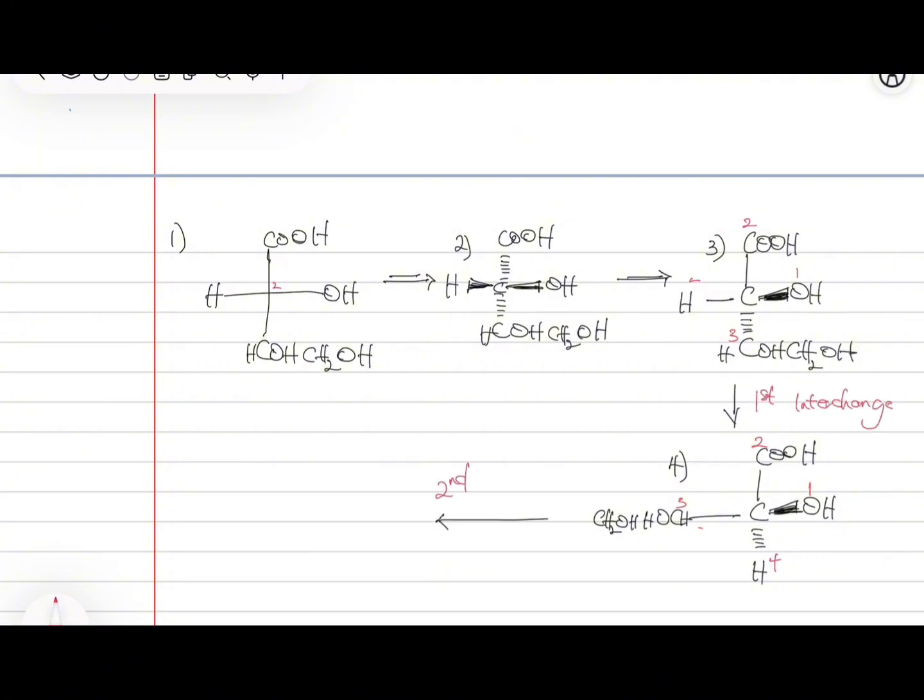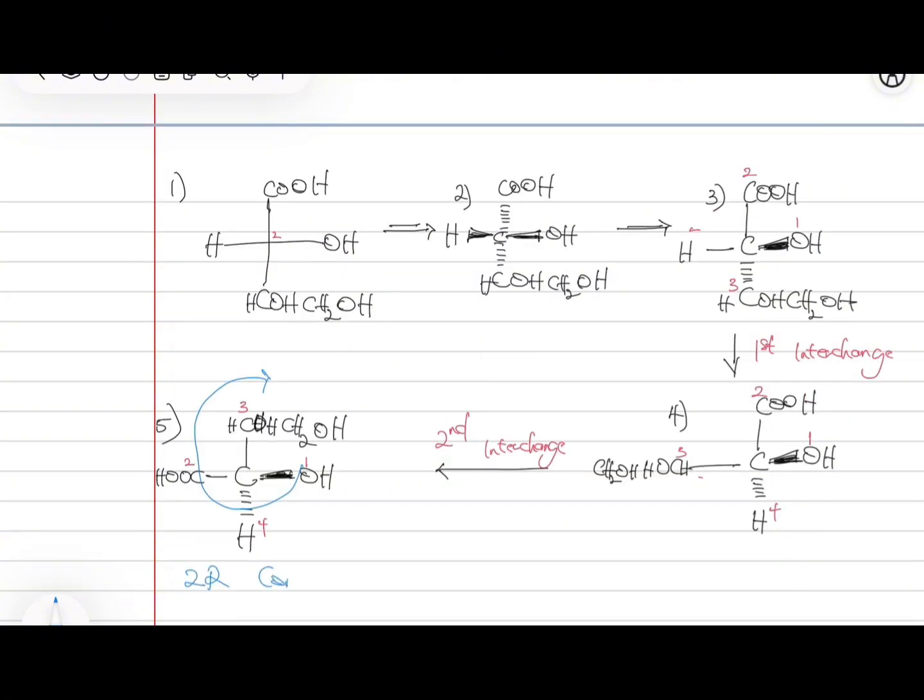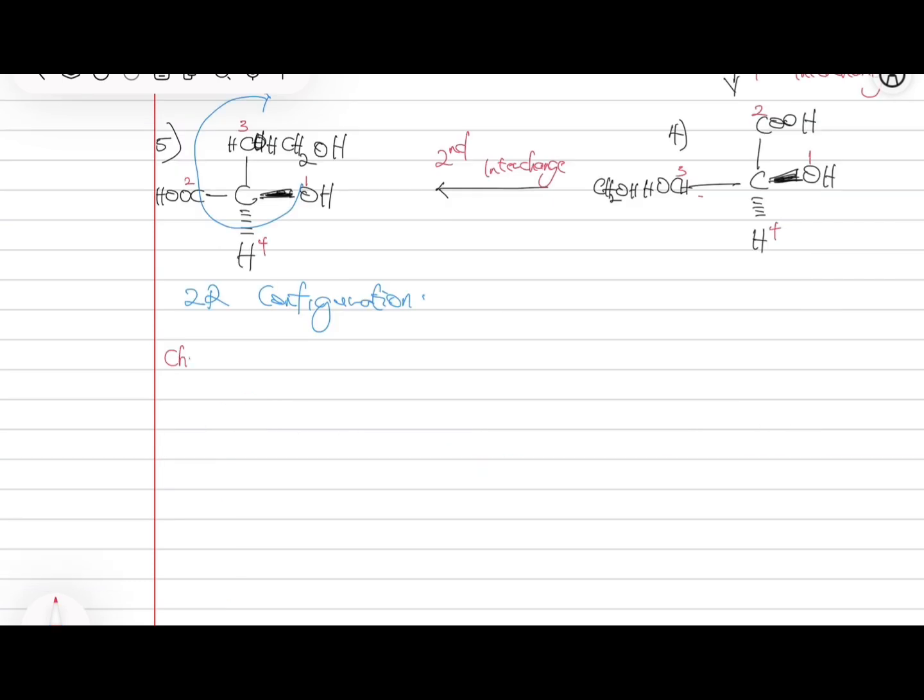Since we have changed the position of substituents in step 3 to get the element with the least priority in dash, we have to carry out another interchange, which is the second interchange, by changing any of the substituents except the one with the least priority. So I chose to change the position of the carboxylic group and the alcohol in the second interchange to get the compound in step 5. This means that the chiral center 2 has the R configuration.